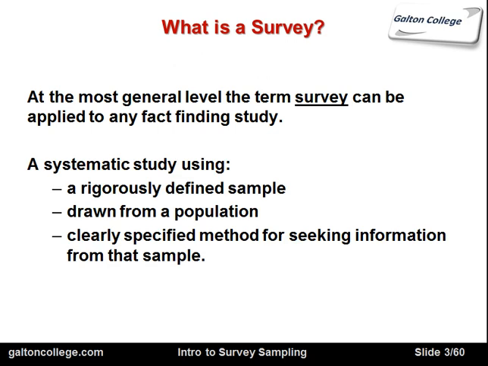We mean a survey to have some sort of rigorous, defined sample. We define the sample before we start. We define how we're going to select the sample. We define the population. We know the population the sample is going to be drawn from. And we also specify how we're going to seek the information, how the sample will be drawn, how the sample will be analyzed. So when we consider a survey, we have something more systematic in mind, not just a fact-finding study.